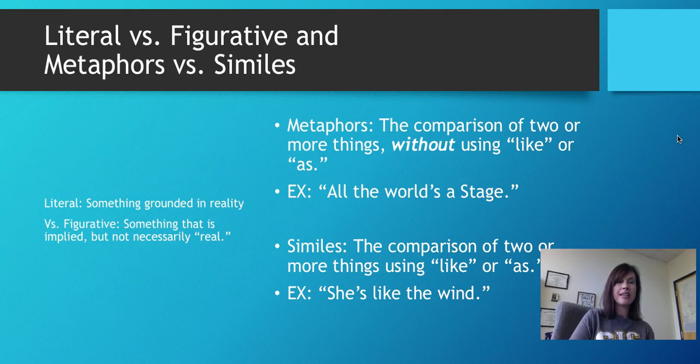Then we have here literal versus figurative and metaphor versus simile. Whenever someone says that, I always think of Chris Traeger in Parks and Rec, where he's like, I am literally doing this. Literal is grounded in reality. It's real, it's there. Figuratively is implied, but not necessarily real. So somebody says, oh, well, I'm just famished and I'm just skin and bones, figuratively speaking. You're not really skin and bones, but you just feel like it. It's just an implied comparison.